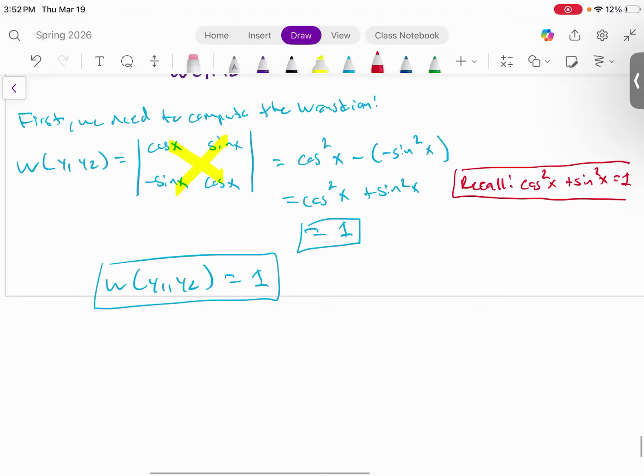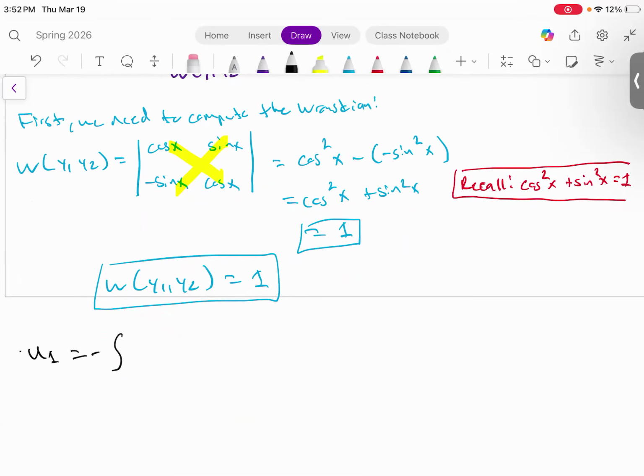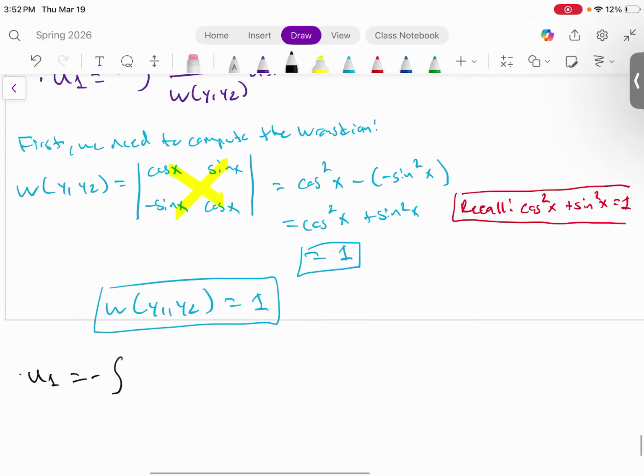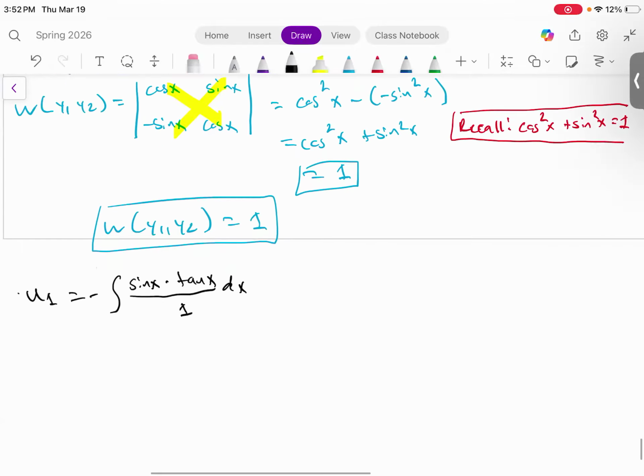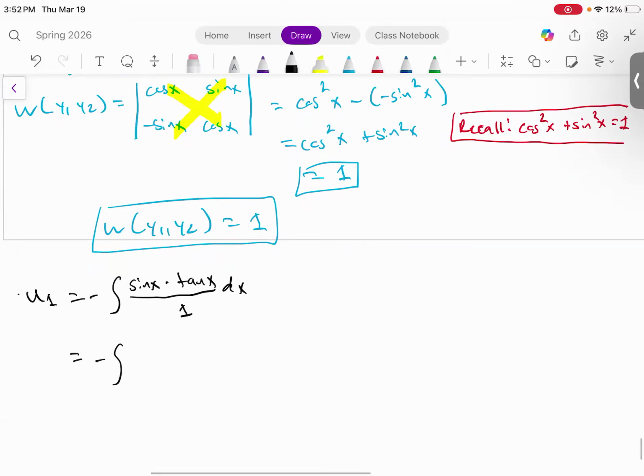Okay, so back to figuring out what u1 is. So u1 equals negative integral of u2, which is sine x times f of x, which is tangent x, all over just 1. Okay, so don't really have to deal with the 1. There's really nothing else to do. I guess what I would like to do to make our integral easier to work with is change tangent x to be sine x over cosine x.